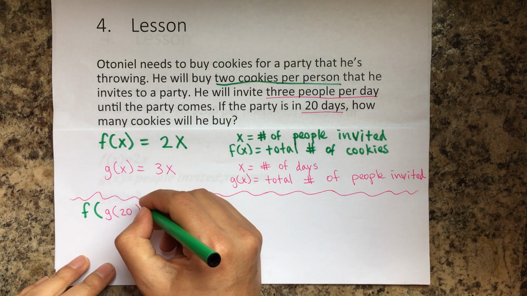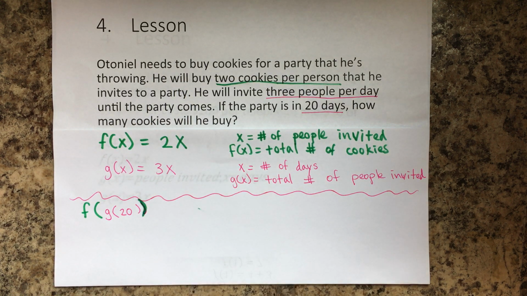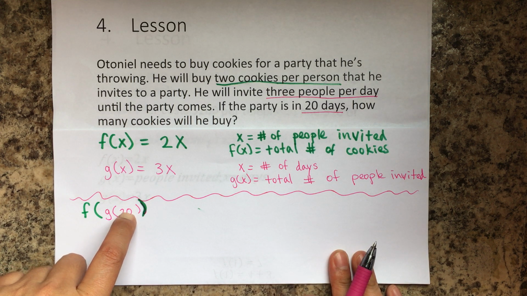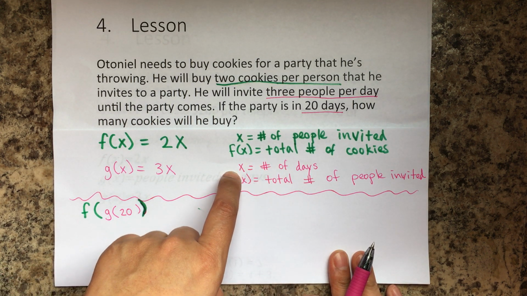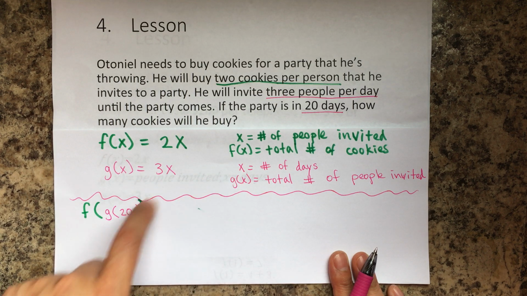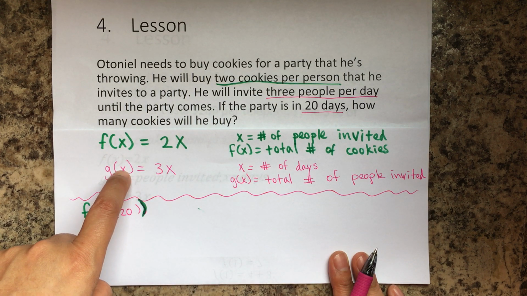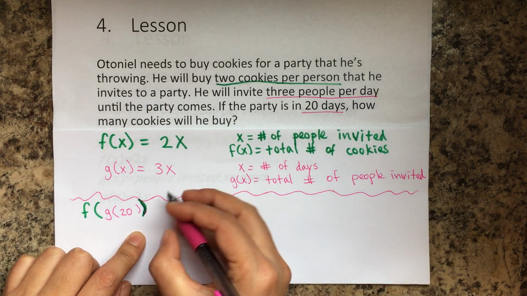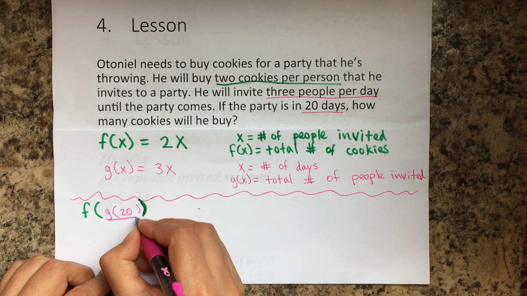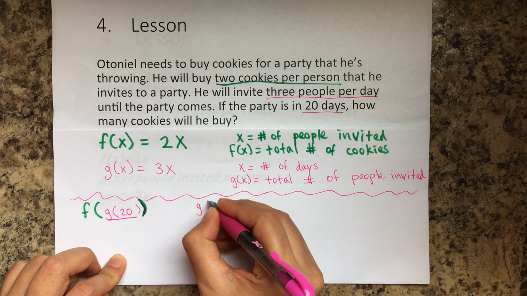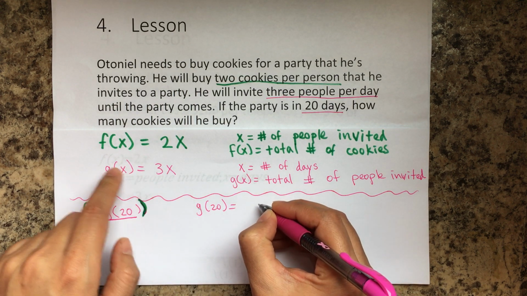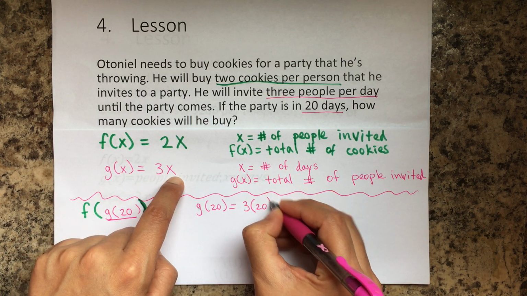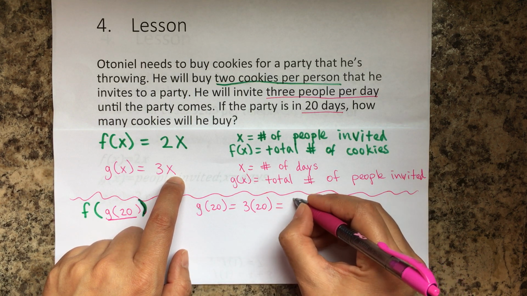Maybe I should put this in here like this with green. But that's what it means, okay? Why 20 here? Because 20 represents the number of days until the day of the party. So I can represent it in here to represent the days. First we're going to solve for g of 20. So g of 20 is equal to 3 times 20. And that gives me 60.